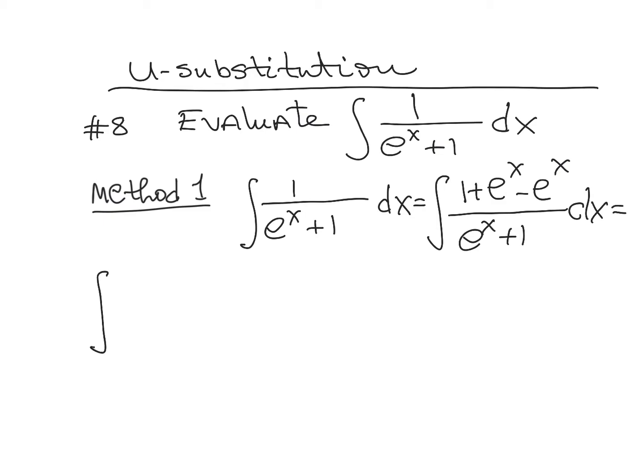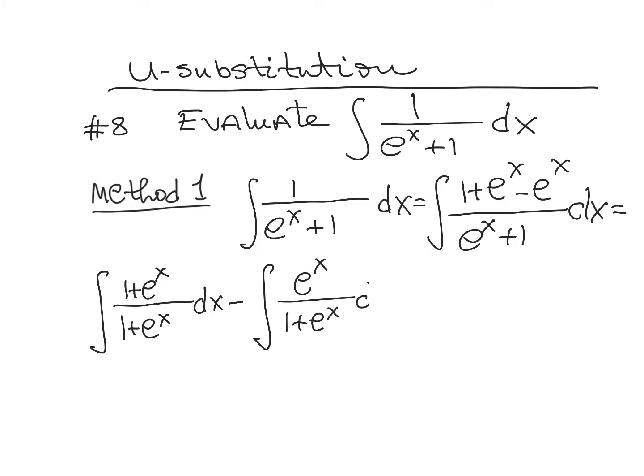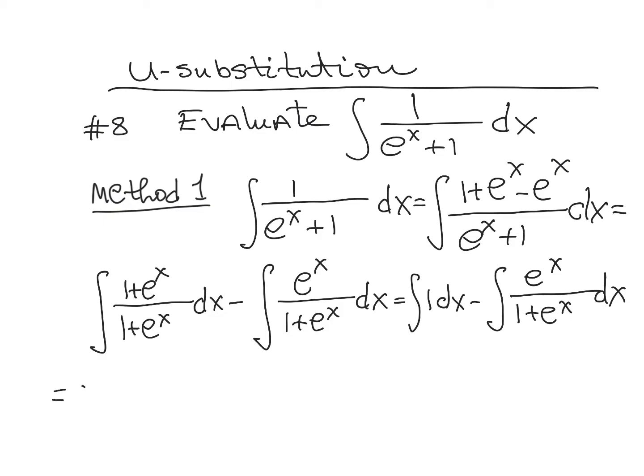And then we separate the numerator into 1 plus e to the x, divided by 1 plus e to the x, and then minus the integral of the other part of the numerator, which is e to the x, over the denominator 1 plus e to the x. We recognize the first integral as the integral of 1, and the second integral is the integral of e to the x divided by 1 plus e to the x. So of course the first integral is x, and then minus the integral of e to the x over 1 plus e to the x.